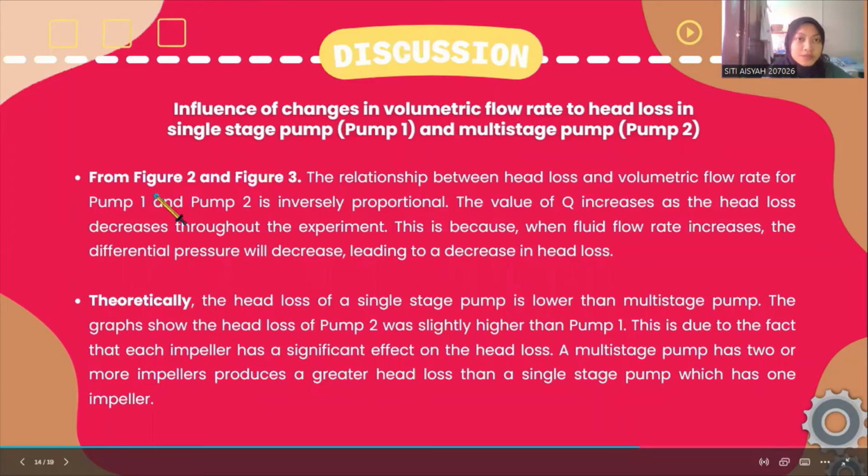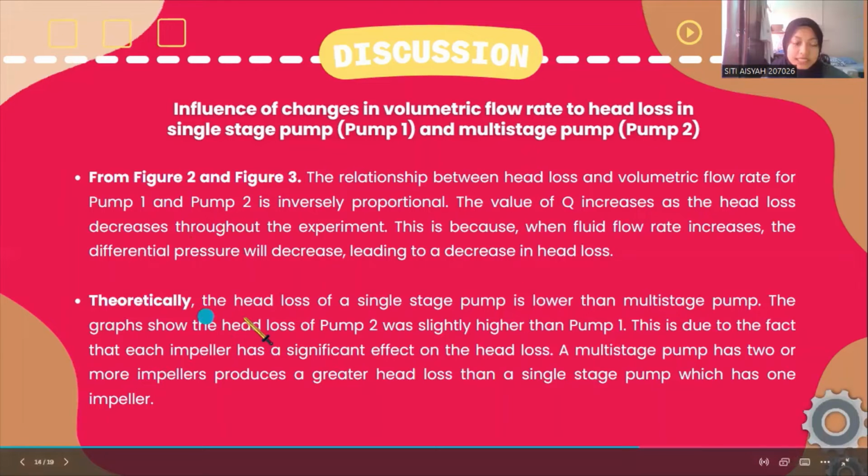Figure 2 and figure 3, the relationship between head loss and volumetric flow rate for pump 1 and pump 2 is inversely proportional. The value of Q increases as the head loss decreases throughout the experiment. This is because when fluid flow rate increases, the differential pressure will decrease, leading to a decrease in head loss.